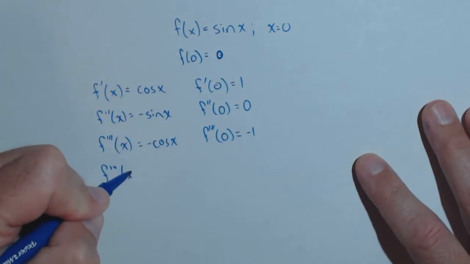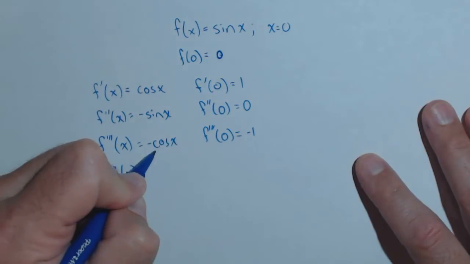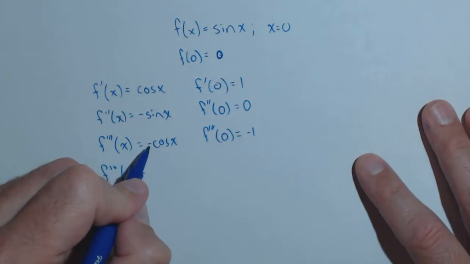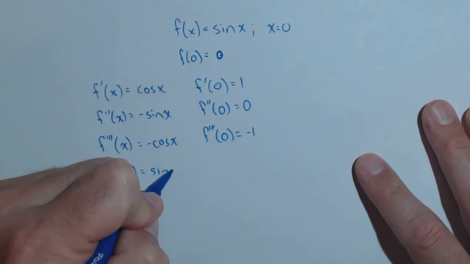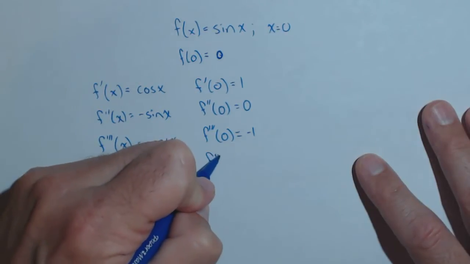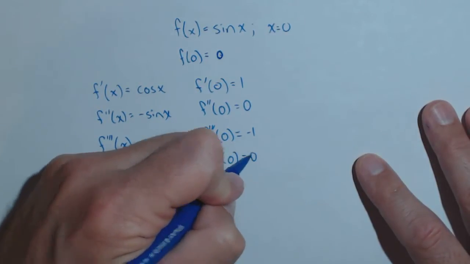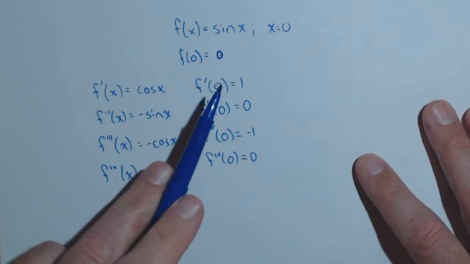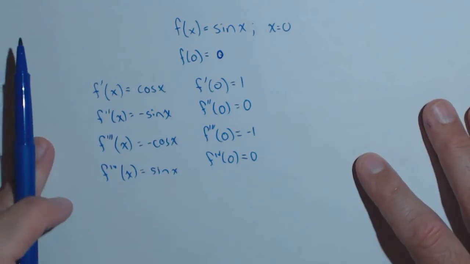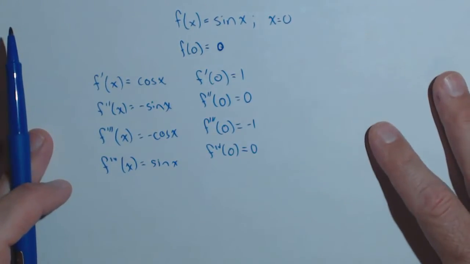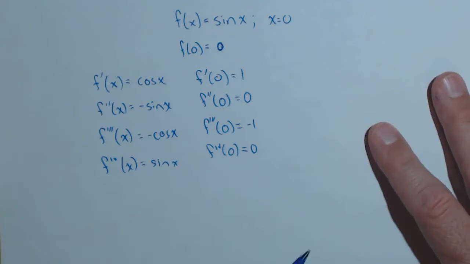And the fourth derivative of x is, normally the derivative of cosine is negative sine, but we make that negative, so we're going to get a positive sine of x. And the fourth derivative evaluated at 0 is 0. And notice we're back to where we started. This pattern is going to repeat. Right? So let's start to build our polynomial.